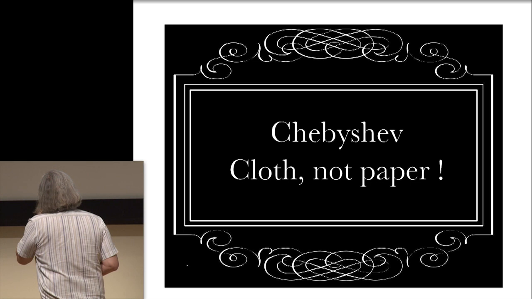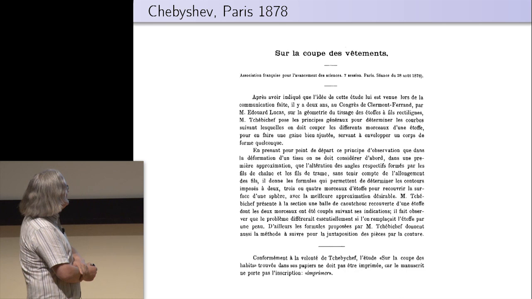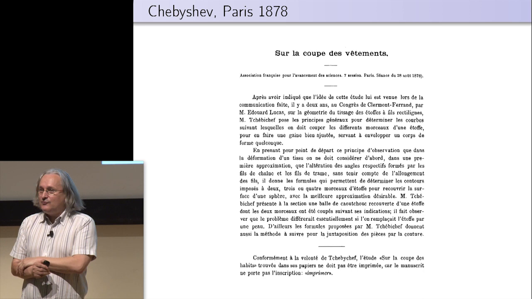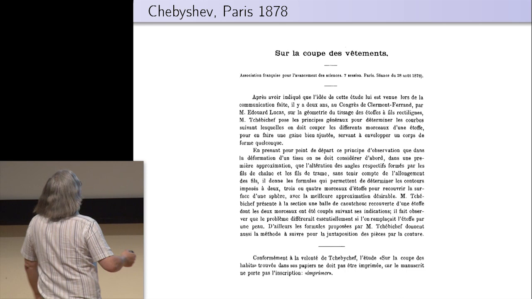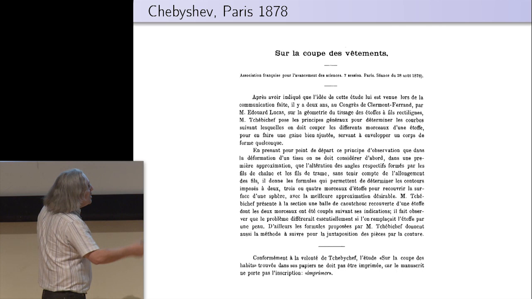That in 1878, Chebyshev gave a talk in Paris, and the title of his talk was Sur la coupe des vêtements, on cutting cloth. And he wrote a draft version of his talk, but this draft version was not intended for publication. So in the collected papers of Chebyshev, it was written there that according to the wish of Chebyshev, this draft on cutting cloth was not included in the collected papers.